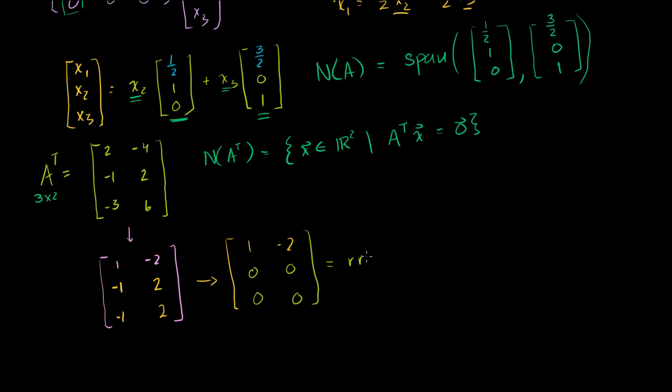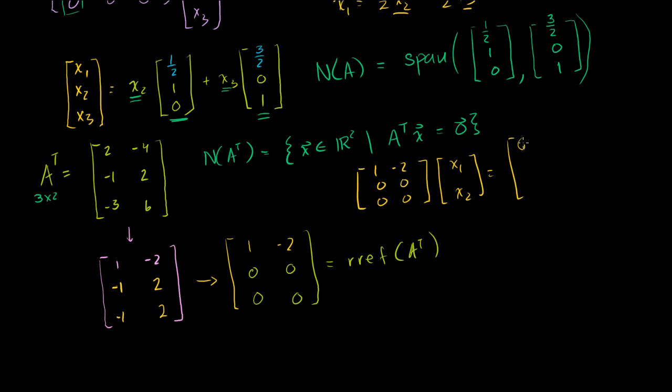So this is the reduced row echelon form of A transpose. And its null space is the same as A transpose's null space. So to find this null space, we can find all of the solutions to this equation times the vectors x1 and x2 is equal to 0, 0, and 0. These aren't vectors. These are just entries right here. So these two lines give us no information, but this first one does.